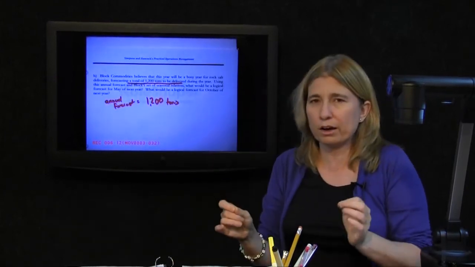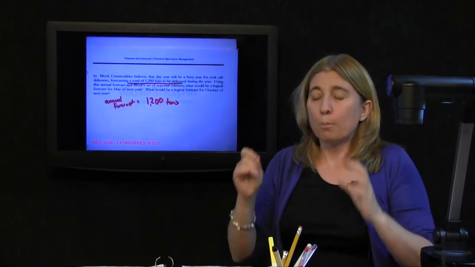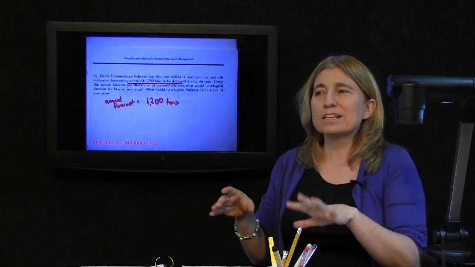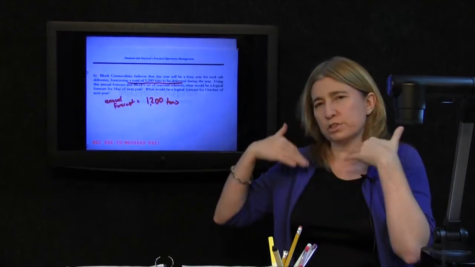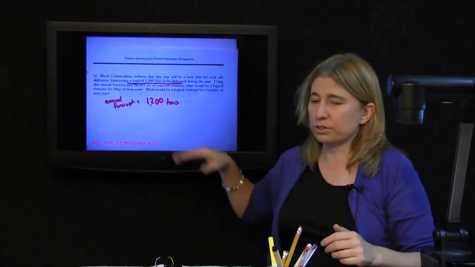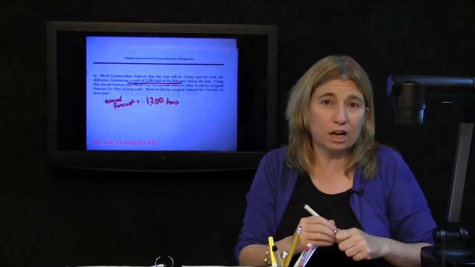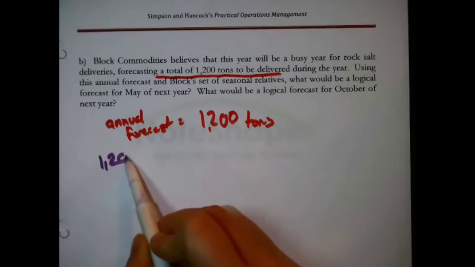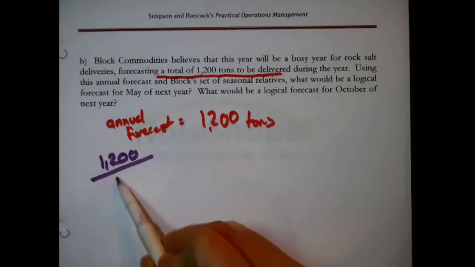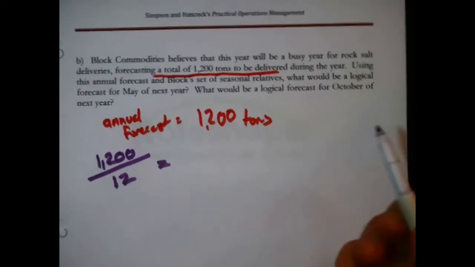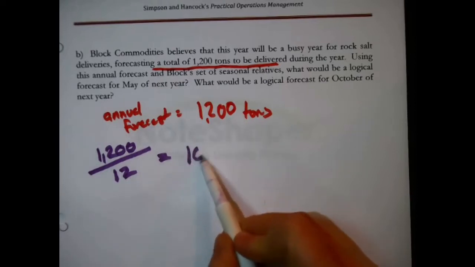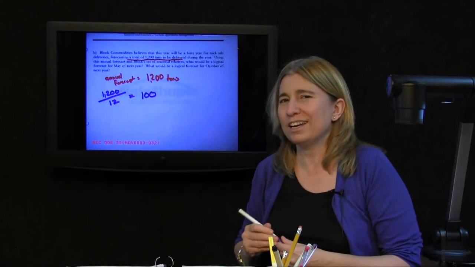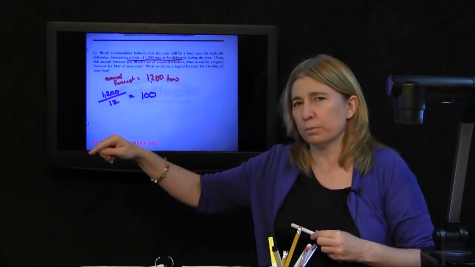In the case of Block Commodities, they have this annual forecast, 1,200 tons. Now, break it across the seasons. Their seasons are months. It's asking in particular about May, but first just back up. If you wanted to logically break up the 1,200 across the months of the year, the first thing that comes to mind is to divide it by 12, for 12 months out of the year. Which indicates that the forecast is an average of 100 each month.